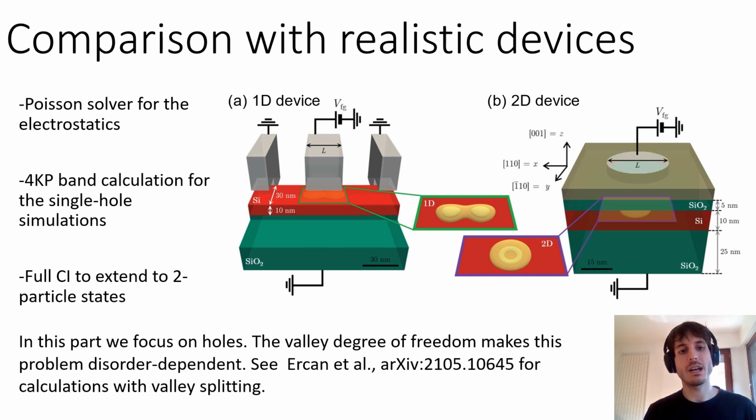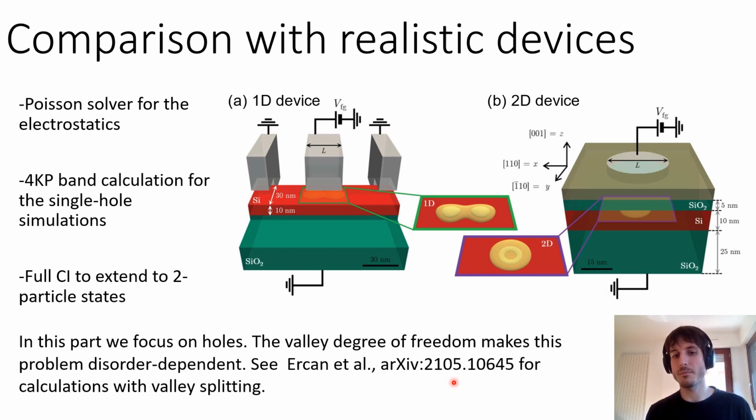So far we have taken a look at a very simple model, but how does it translate to more realistic devices? To answer that, we perform simulations with more realistic nanowire dots and perfectly isotropic two-dimensional dots. We focused on holes, basically because with electrons, due to the valley degree of freedom, this becomes a very disorder-dependent problem, which goes beyond the scope of this work.